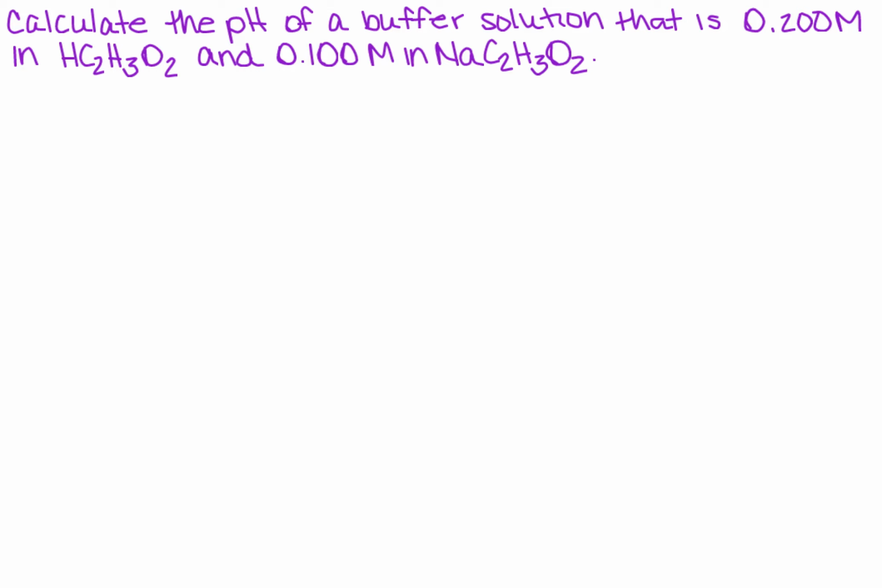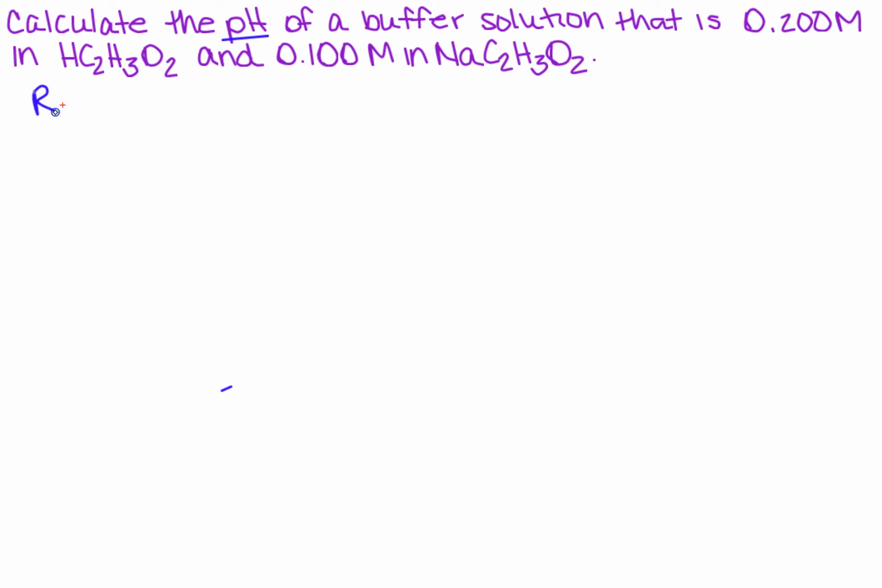I want to calculate the pH of a buffer solution that is 0.200 molar in HC2H3O2 and 0.1 molar in NaC2H3O2. So now when we're thinking about this, the key word here is we need to find a pH. So if we're going to find a pH, we have to have what? We have to have the hydronium ion. So which of these two would we be able to generate the hydronium ion from when we write the reaction? Well, it's going to be the acid.